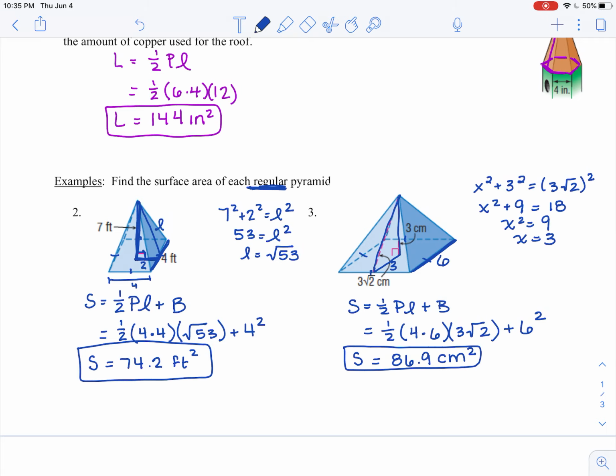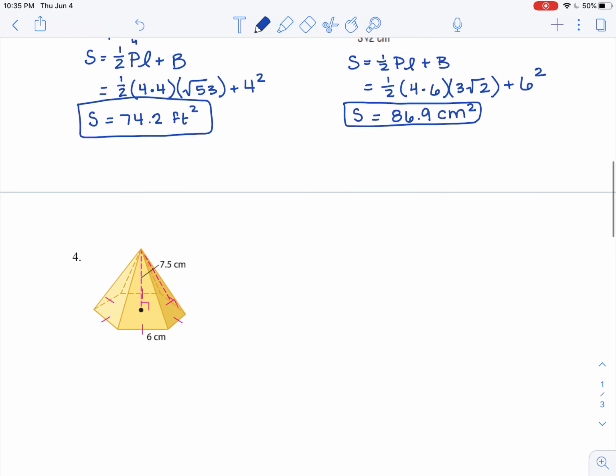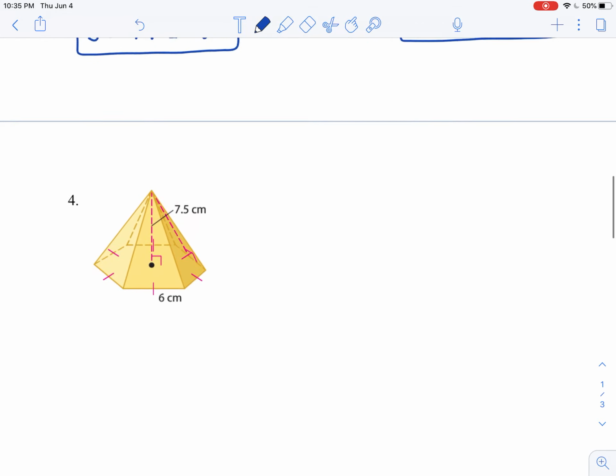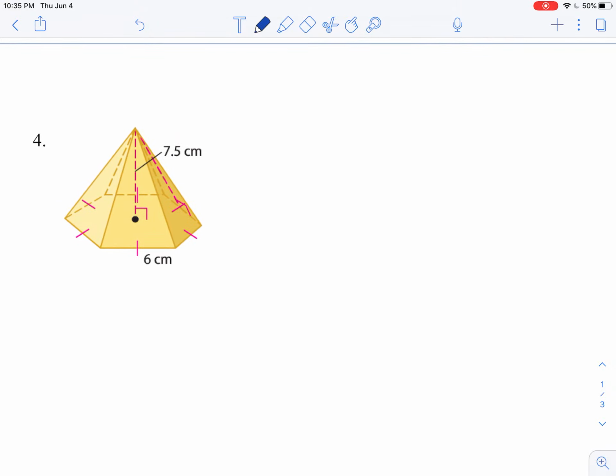When you flip over to the back for question number 4, we're still finding the surface area of the regular pyramid. This one is a hexagonal pyramid because the base is a regular hexagon. In this picture, we have each side of the base as 6 centimeters, and we have the height of 7.5 centimeters, but we're missing our slant height.